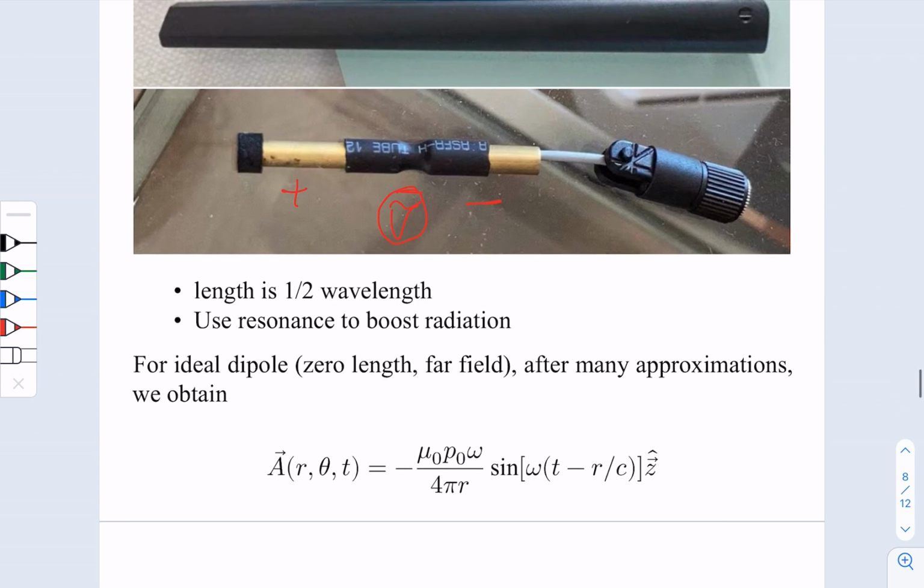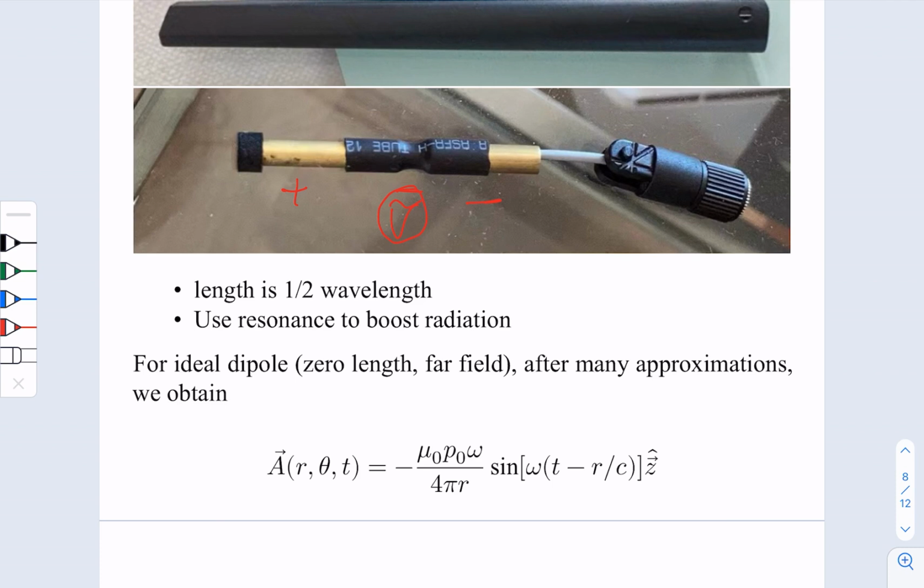So we can obtain a vector field as a function of the radius, the angle, and the time, as a function like this. So it's actually a very simple and intuitive expression.